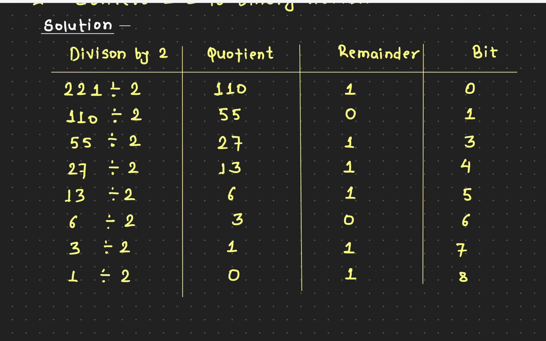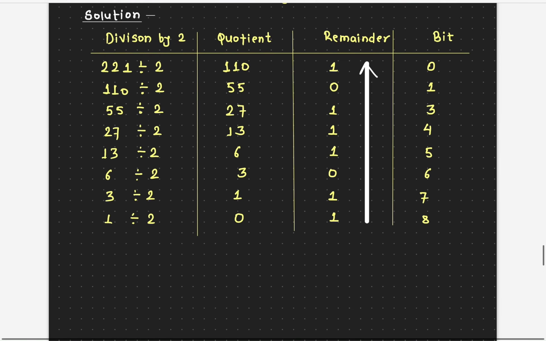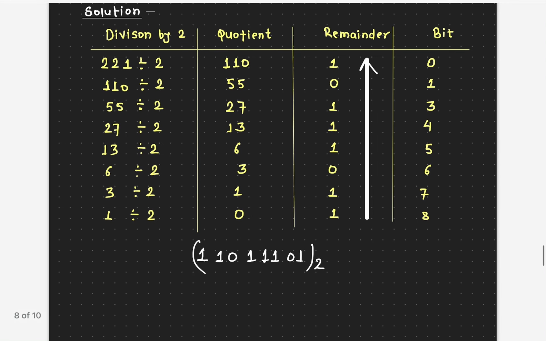Now all we have to write down is the binary number. We're simply going to write down the remainders in this way. So we have 1 1 0 1 1 1 0 1, and that's in the binary form. This one is 221, which is in the decimal form. So this 221 in the decimal form is equivalent to this number in the binary form.